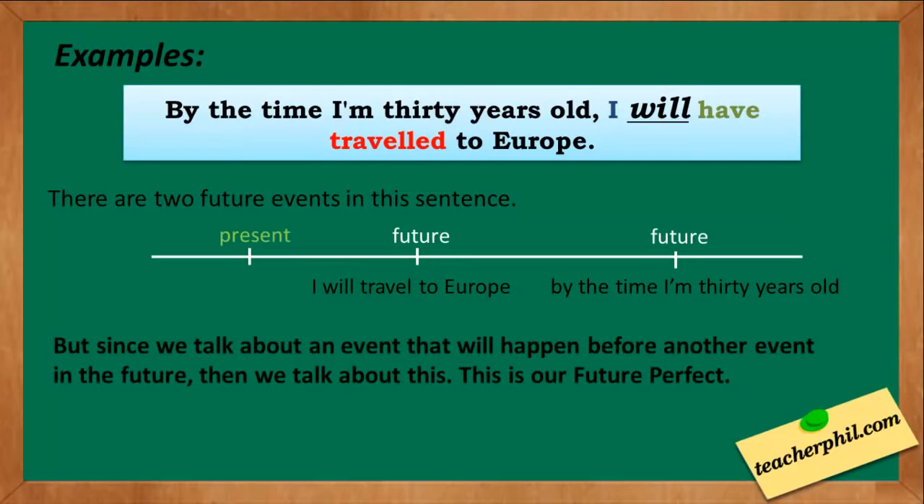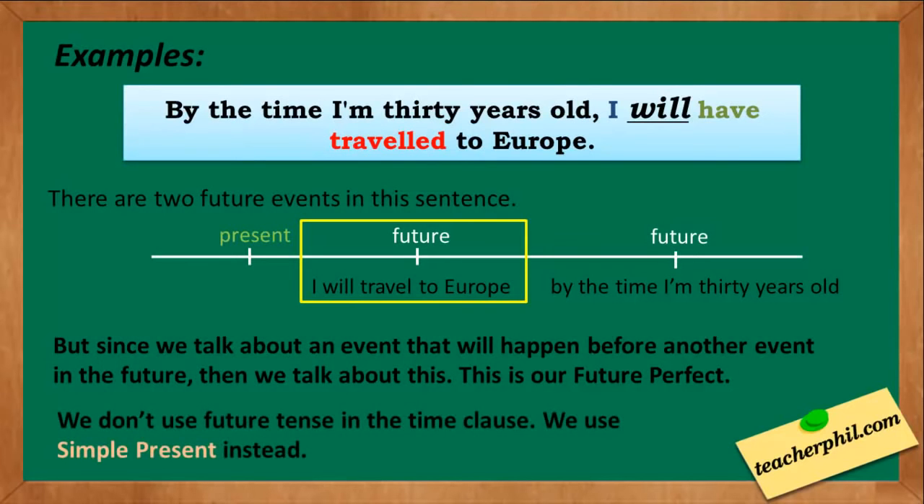But since we talk about an event that will happen before another event in the future, then we simply talk about this. This is our future perfect. That's why we resorted to the sentence, by the time I'm 30 years old, I will have traveled to Europe.